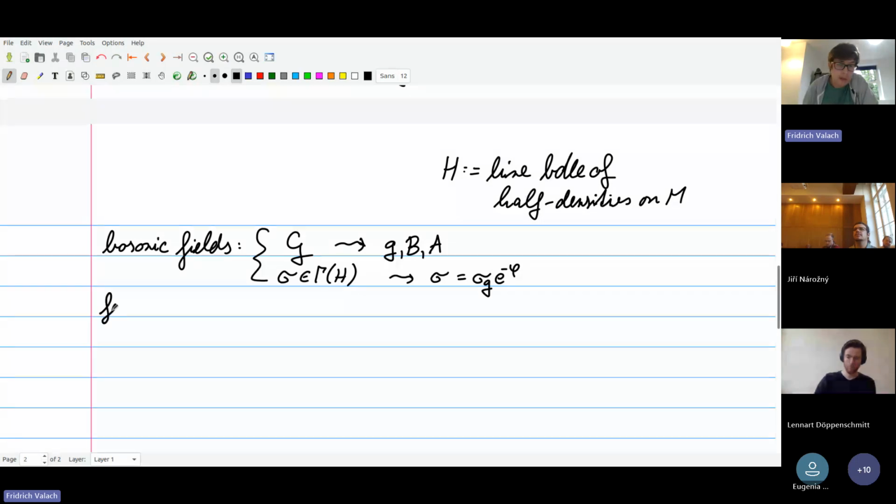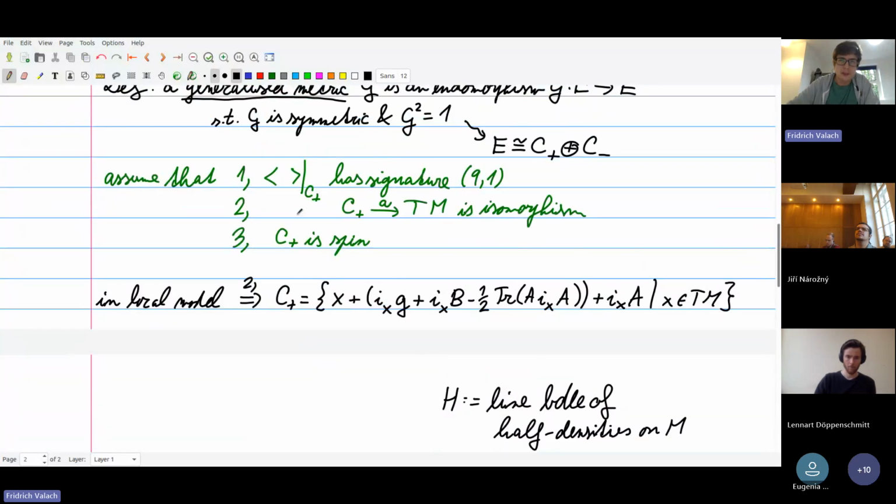Now to talk about fermionic fields. I assume most of you are familiar with spinors, but let me just say a few words. I assume that this bundle C plus is spin, which is just a topological condition that ensures that there are in fact spinors for this thing. So C plus together with this inner product is a vector bundle over M, whose fibers carry a metric of some signature, namely 9,1.